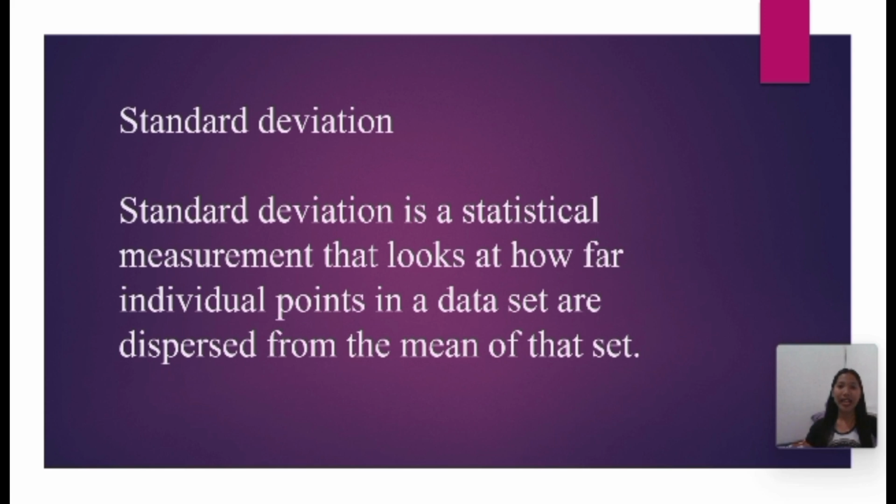Standard deviation is a statistical measurement that looks at how far individual points in a dataset are dispersed from the mean of that set. For example, a class test scores with an average of 80. A standard deviation of 5 means most scores are within 5 points of the average, between 75 and 85. A higher standard deviation implies scores are farther from the average.